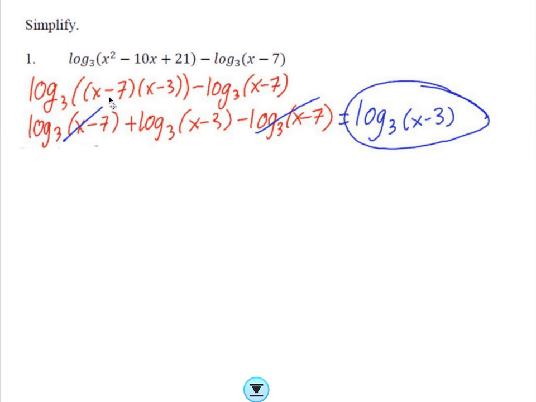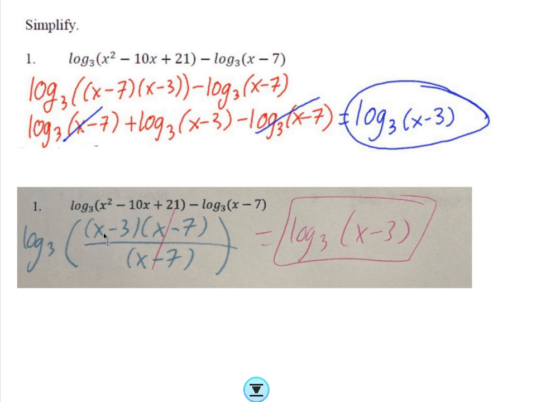But another way to do this is to expand, because you've got multiplication here. So you can expand this into log base 3 of x minus 7 plus, because multiplication, log base 3 of x minus 3, minus log base 3 of x minus 7. Because you've got positive log base 3 of x minus 7 and negative log base 3 of x minus 7, those are the same thing. One's positive, one's negative. They can cancel, and we just get log base 3 of x minus 3.